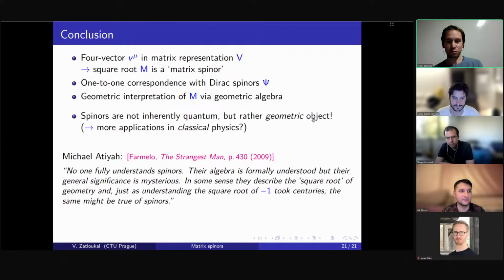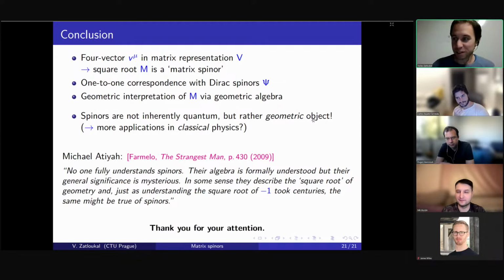So this sounds quite mysterious, but it resonated in my head. And what we have seen today, taking the square root of v to get the spinor, is the actual implementation of this square root idea in algebraic terms. So thank you for coming and for your attention.